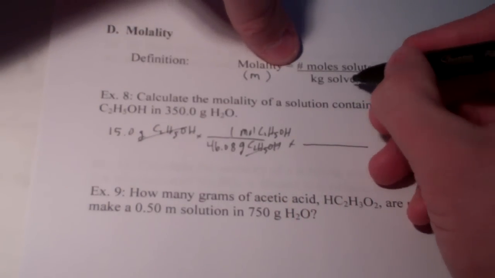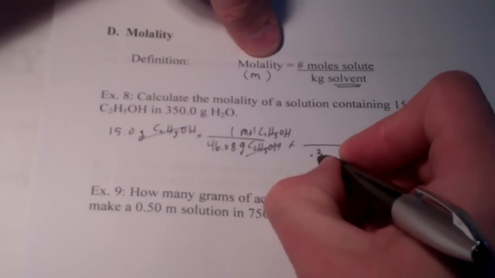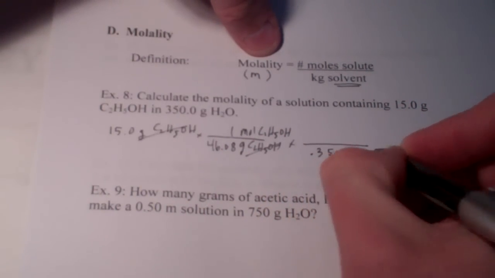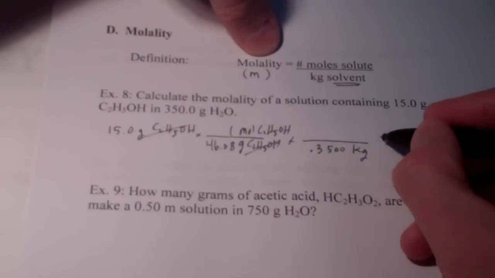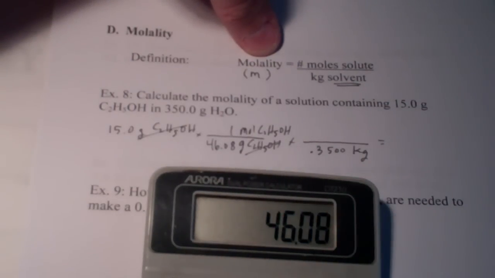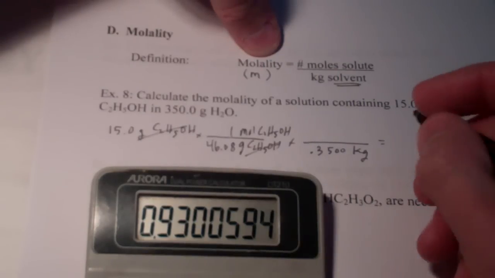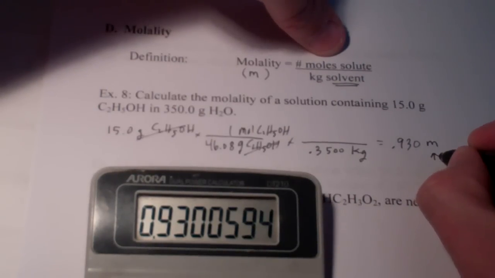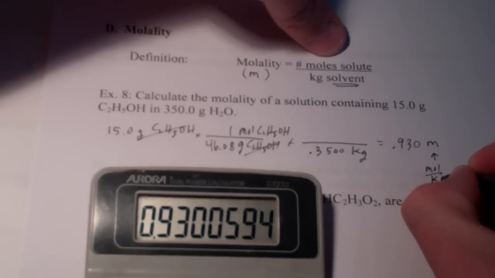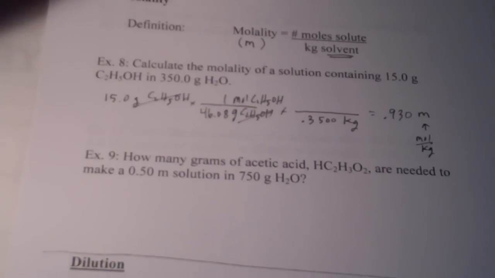Now we're going to divide that by kilograms of just the solvent. So I have 350 grams of water. That would be 0.3500 kilograms of water. So I will have moles and kilograms left, which is the unit I'm after for molality. So let's do the math. 15 divided by 46.08 divided by 0.3500. I'm allowed 3 significant figures. I have 0.930, and I'm going to symbolize that with the small letter m, which recall is moles per kilogram of solvent.